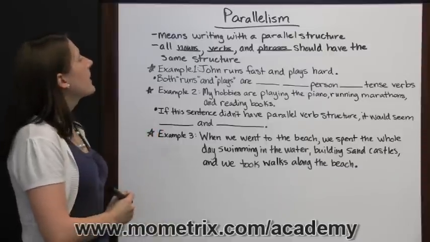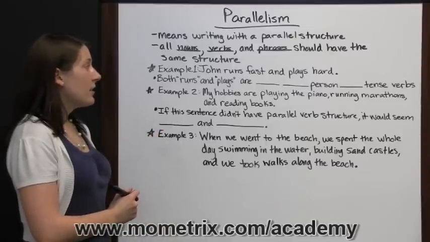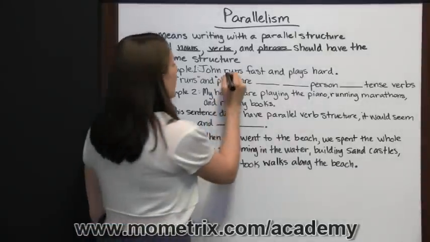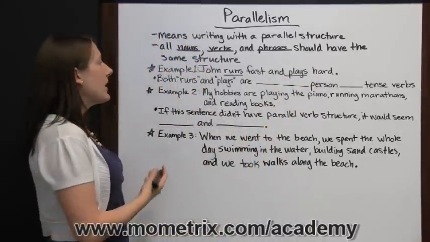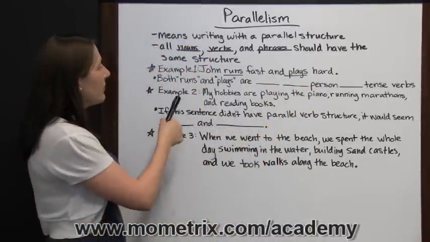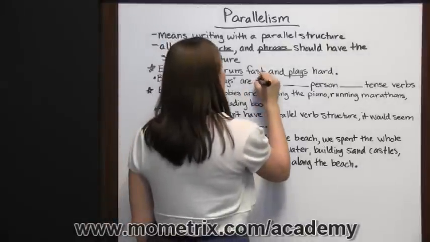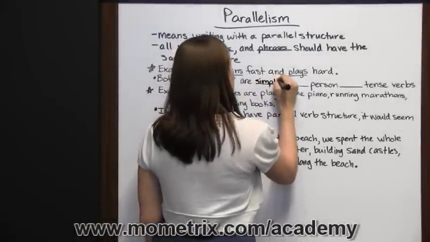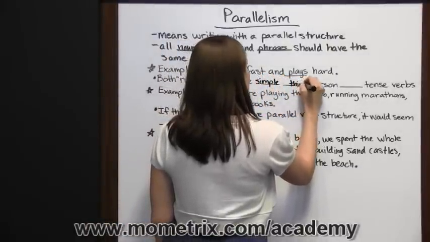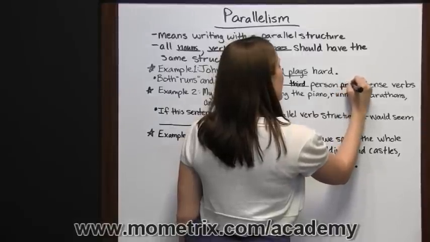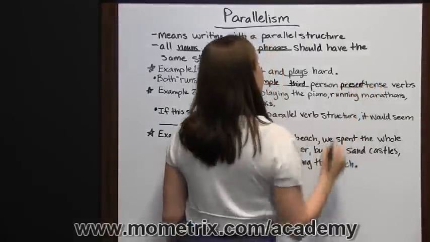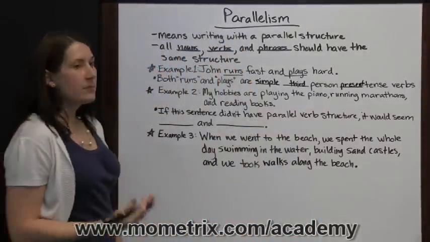In example 1, John runs fast and plays hard. There we have multiple verbs, runs and plays. So they should be parallel. They should have the same structure. And both runs and plays are simple third person present tense verbs.